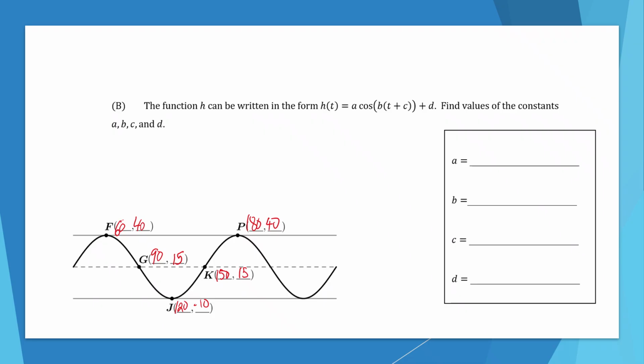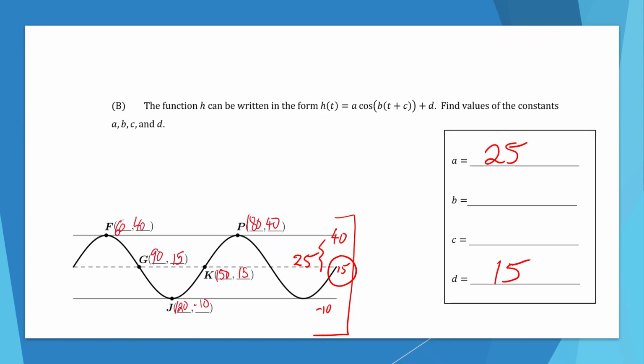I have the same coordinates that we just plotted right there, just for reference. So in this case, A is going to be our amplitude. We know our values are 40, 15, and then negative 10. So our distance from 40 to 15 is 25. That is our A value. Our D is our midline, so we can also knock that out pretty easy. That should just be 15.